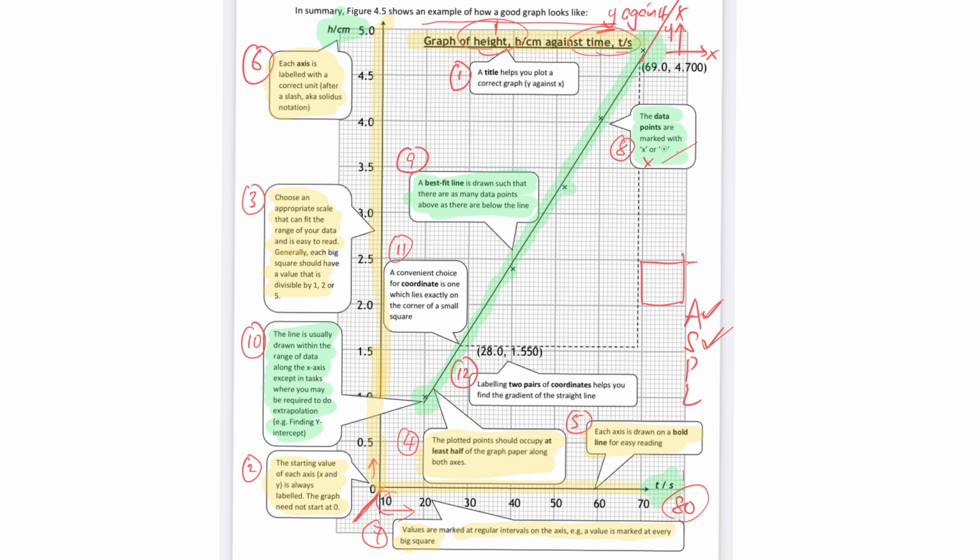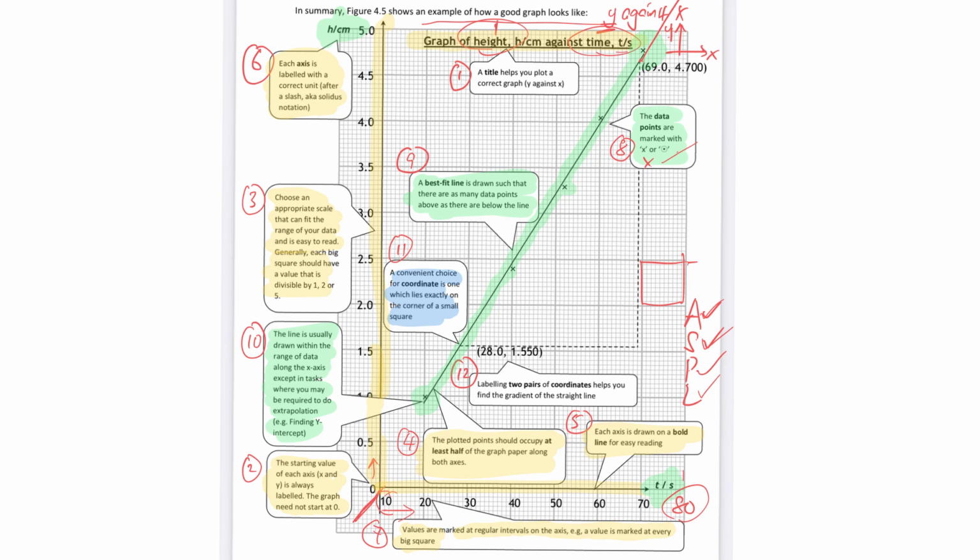Once all these are done, you will get all the points because all the crosses are there and they are correct, and then the best fit line or best fit curve. So the graph itself, you will usually be awarded 4 marks. Next, usually if the graph is a straight line, they may ask you to find the gradient. A convenient choice for coordinates is one which lies exactly on the corner of a small square. So you look at your graph here, and you must choose 2 new points for the gradient, ideally.